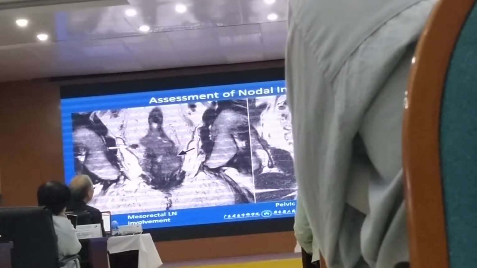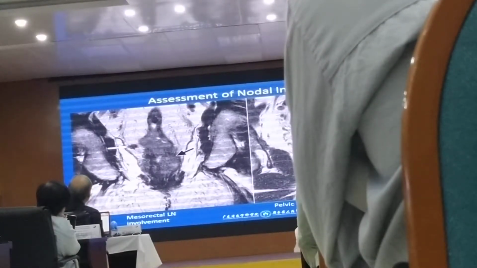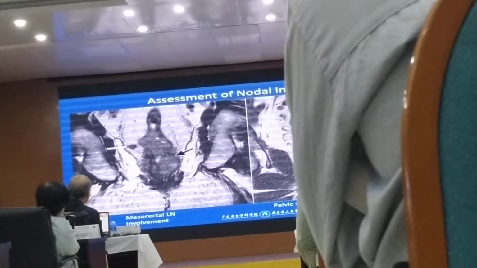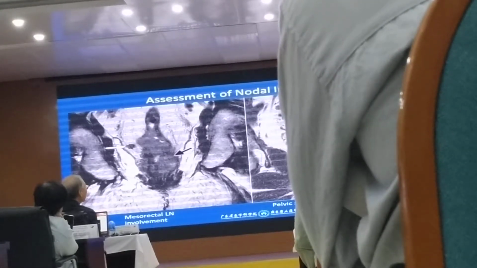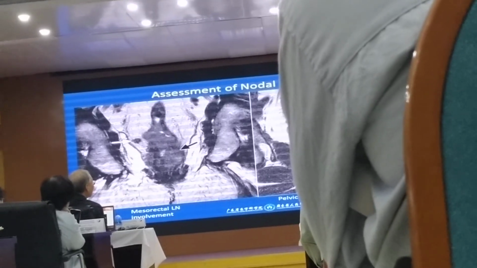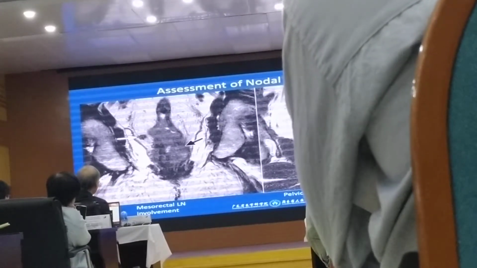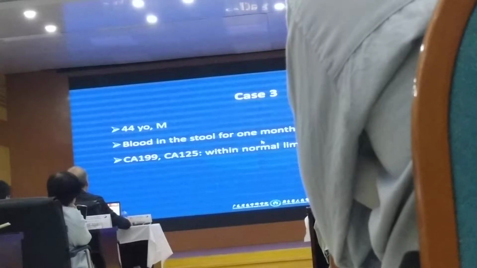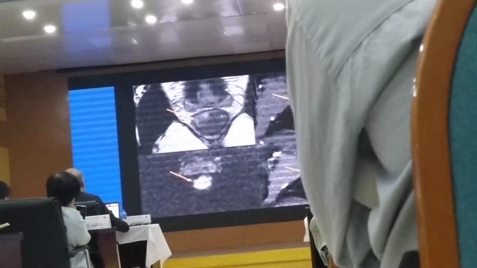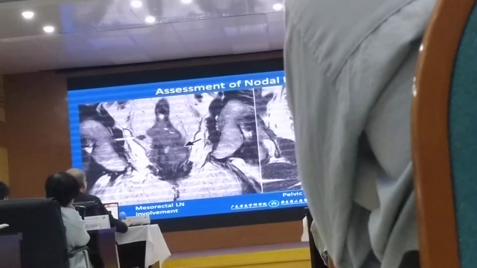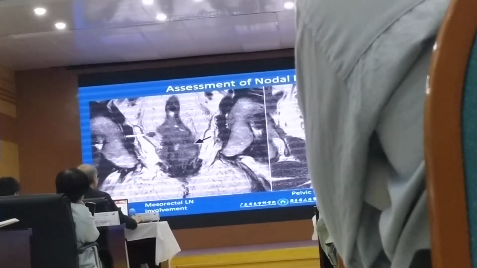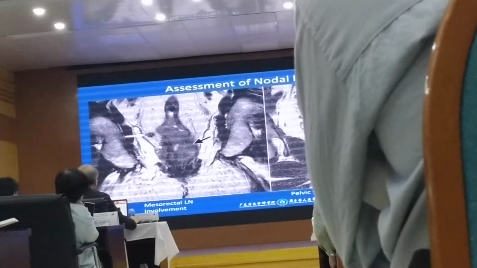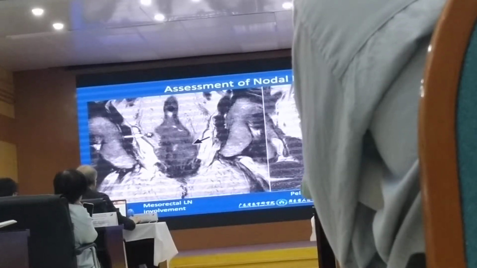If the lymph node is involved, the signal on MRI will be changed, and it presents with irregular margin and enlargement, like this one.